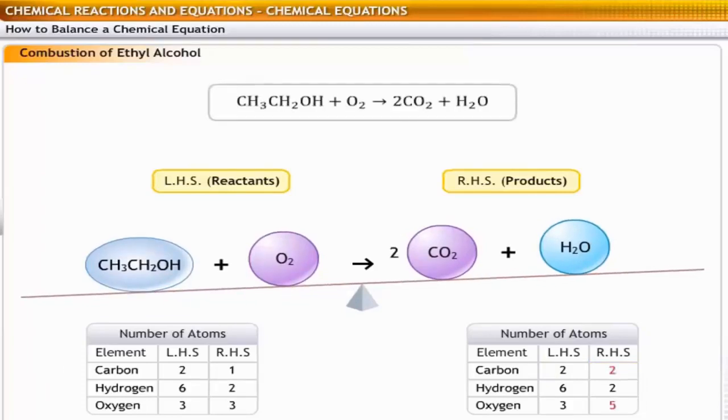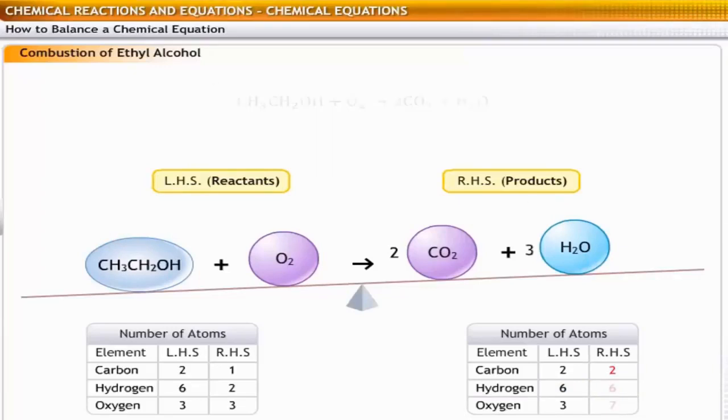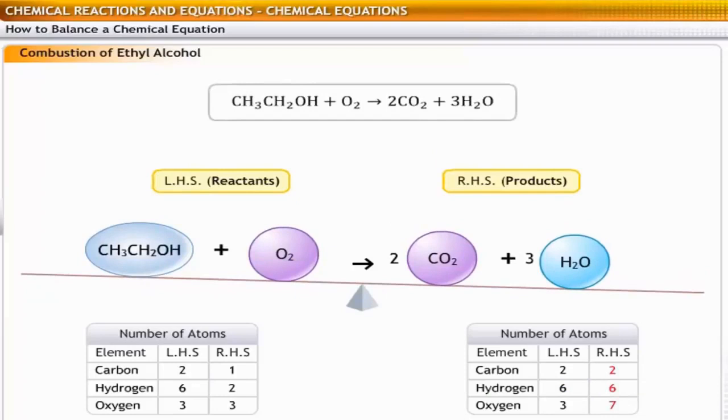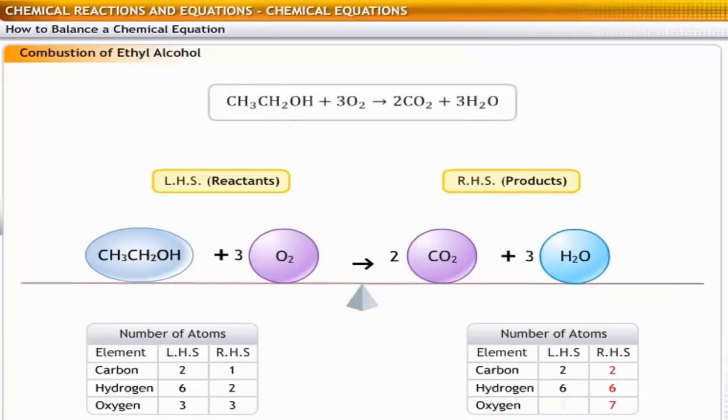Now, let's consider the next element, hydrogen. There are 6 atoms of hydrogen on the reactant side and 2 atoms on the product side. To balance this, you need to place the coefficient 3 before H2O on the product side. Now, as you can see, hydrogen has been balanced. The next element in the equation is oxygen. There are 7 oxygen atoms on the product side, but only 3 atoms on the reactant side. To balance the equation, place the coefficient 3 before oxygen on the left-hand side.